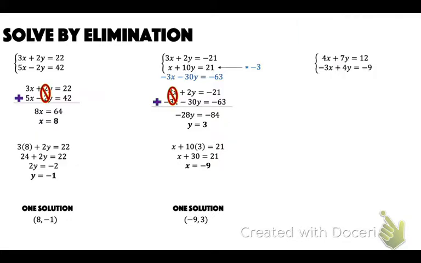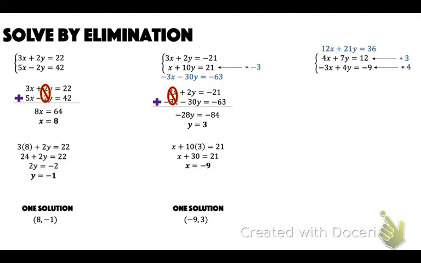Okay. Let's do this last one. So 4x plus 7y equals 12. Negative 3x plus 4y equals negative 9. Now, this one is not super obvious which one to eliminate, so I'm just going to choose to eliminate my x's again by multiplying that top equation by 3 and the bottom equation by 4. Since 3 didn't go into 4 and 4 didn't go into 3, if I take this and multiply it by 4, I end up getting negative 12x. If I take this and multiply it by 3, I get positive 12x, which then those will end up canceling.